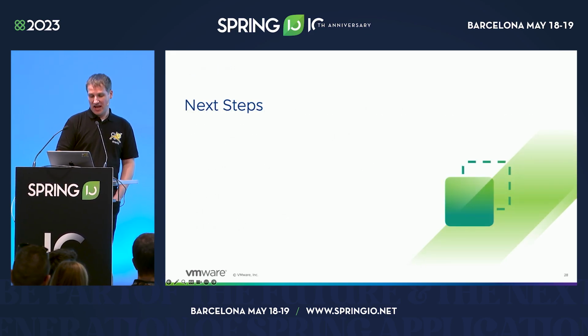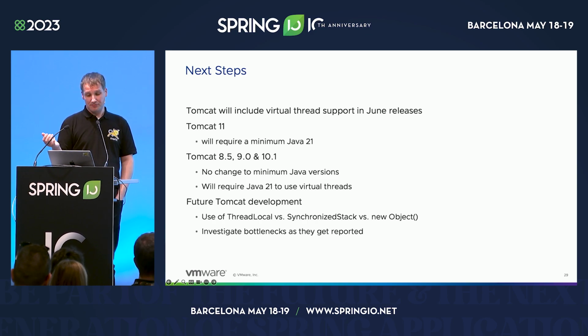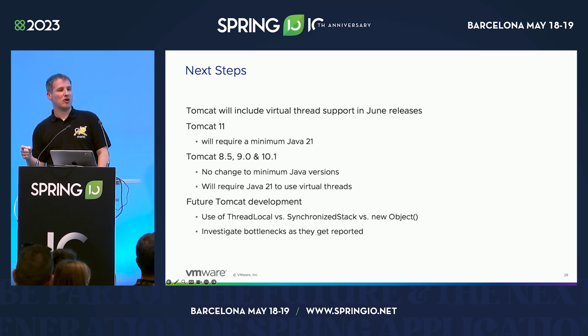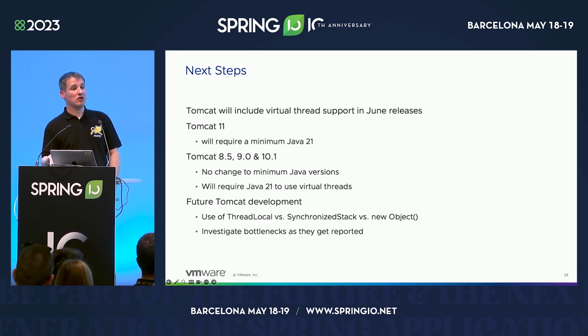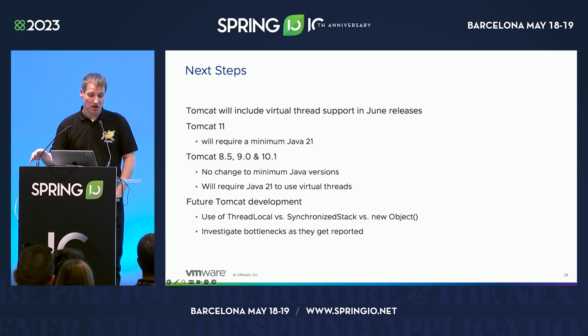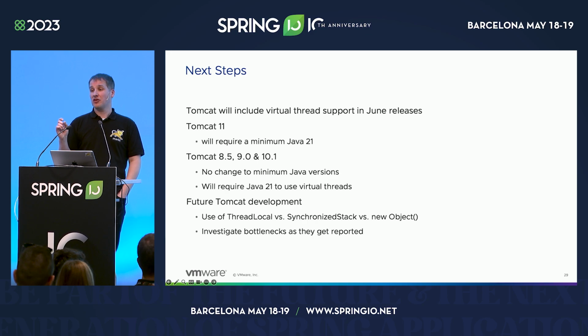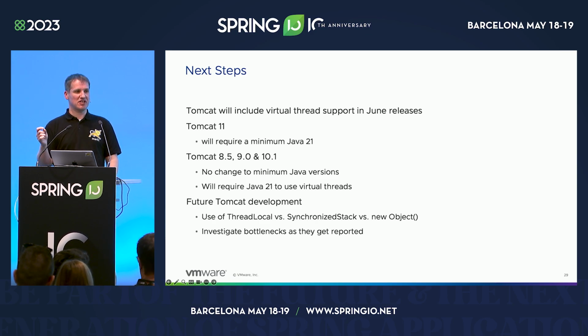So, next steps. And I've whizzed through this rather faster than I was intending. Oh well. As mentioned, we'll have virtual threads in the June releases. It's worth pointing out that the minimum Java versions required for Tomcat 8.5, 9, and 10.1 are not going to change. Virtual threads will be available, but only if you run on Java 21. And we'll use our usual reflection tricks to make that happen. That, of course, is another question. How much overhead does that reflection add? Does that change the calculus at all? Probably not, is my guess, but it's yet another factor that needs to be taken into account.